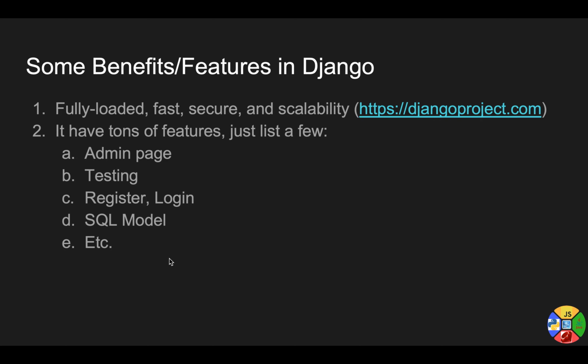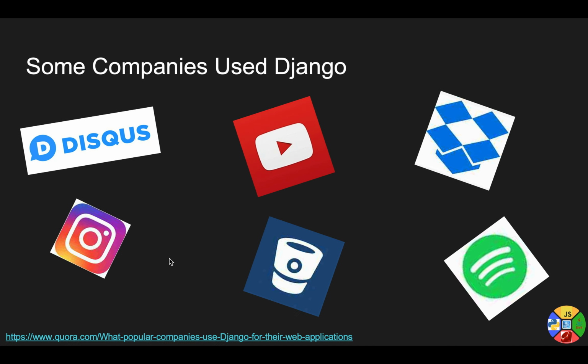I didn't say that. DjangoProject.com, which is Django's official homepage, says that. It also has tons of features. Just to list a few, for example: admin page, testing, register, login, SQL models, etc. These are all pre-given to you. Some big companies that use Django are YouTube, Dropbox, Instagram, Bitbucket, and Spotify.